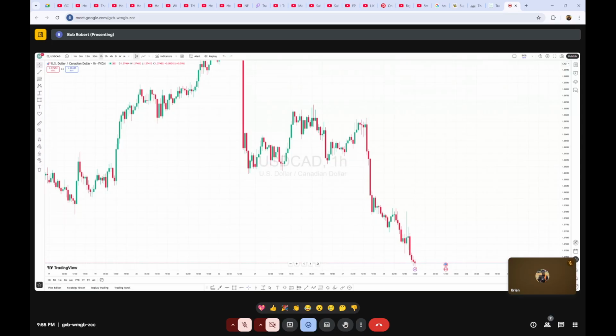Let's move on. Now we are still on determining the strength of the zone. The other way to know the strength of the zone is how far the market moved from the zone before returning back to the zone. How far the market moved from the zone before returning back to the zone.